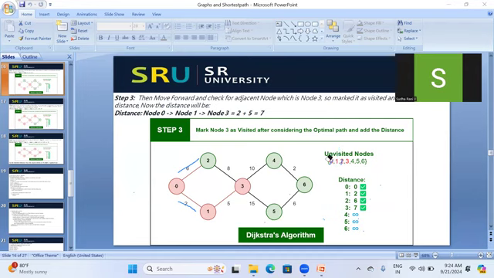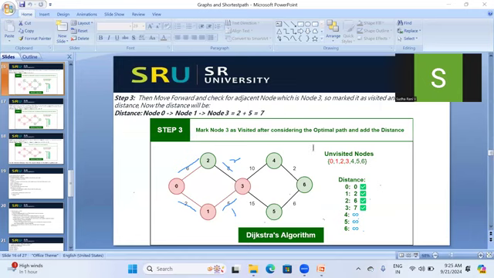Here, to traverse to 3, I am having two possibilities. That is from 0 to 1 and 1 to 3. This is path number 1. And another possibility is 0 to 2 and 2 to 3. This is possibility number 2. Okay, two possibilities I am having.